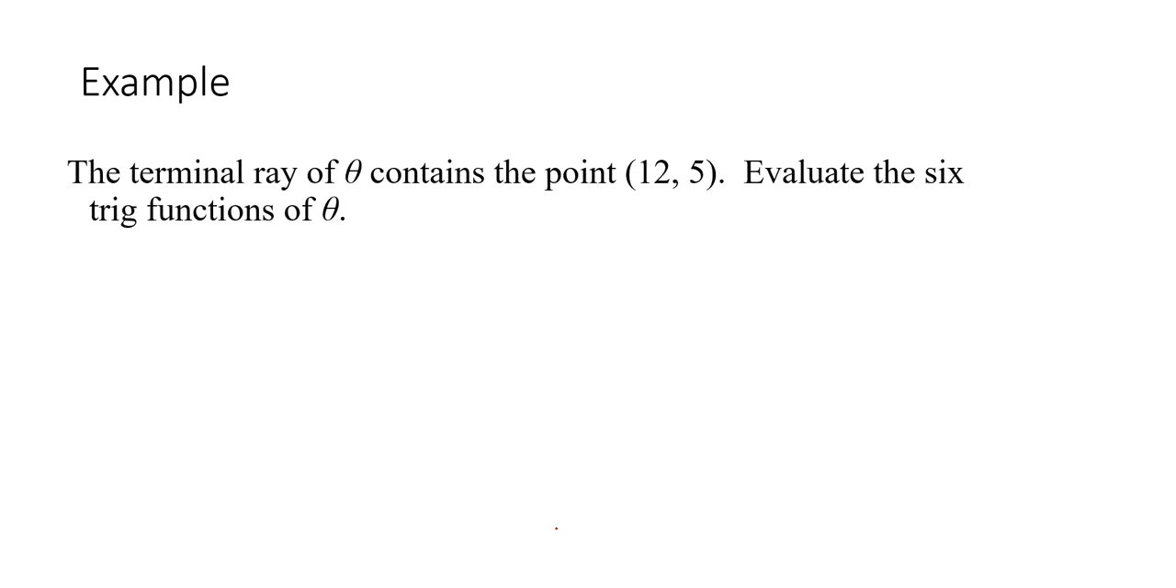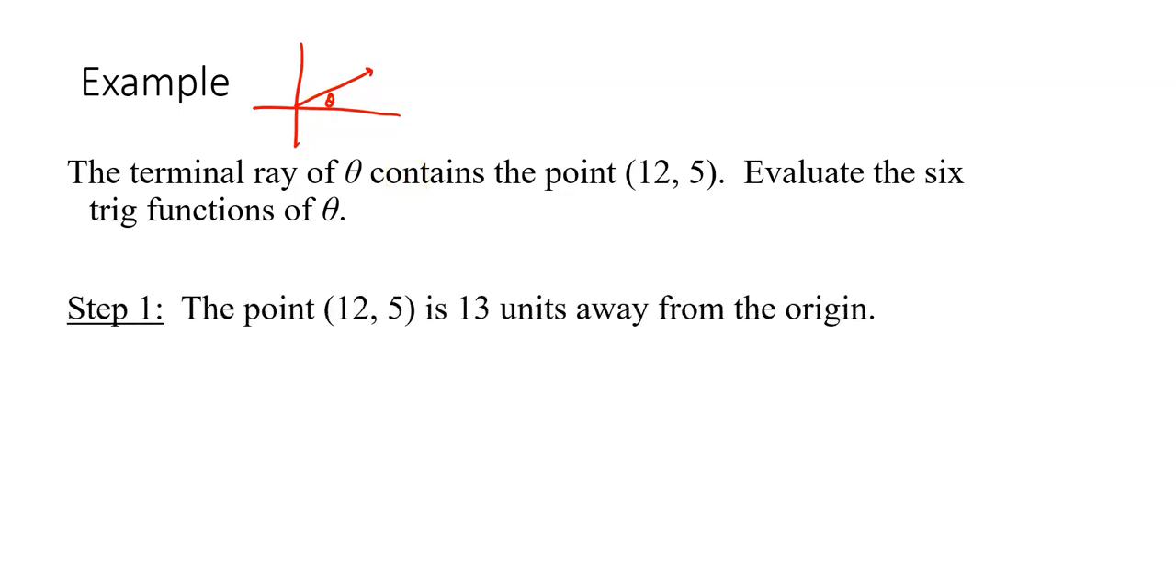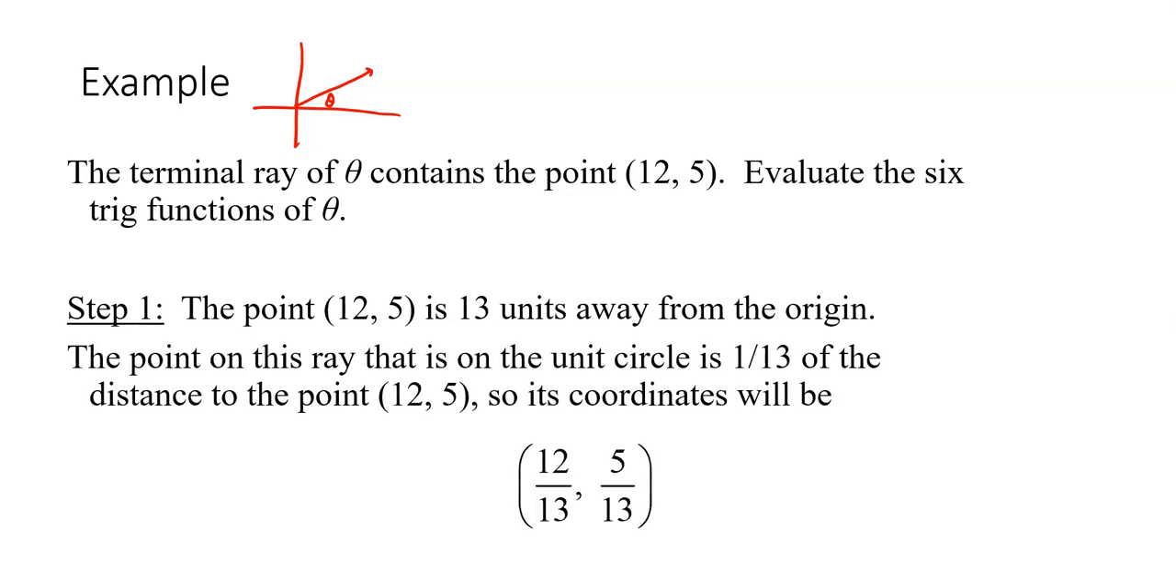So the first question here says, the terminal ray of theta contains the point (12, 5). Evaluate the 6 trig functions of theta. So on my coordinate plane, where is (12, 5)? It's 12 units to the right, and it's 5 units up. That's theta. So we could use just the numbers 12 and 5, but if we're talking about this as being points on a unit circle, then we want those distances to have a radius of 1. So what do we do? We figure out what the third side is.